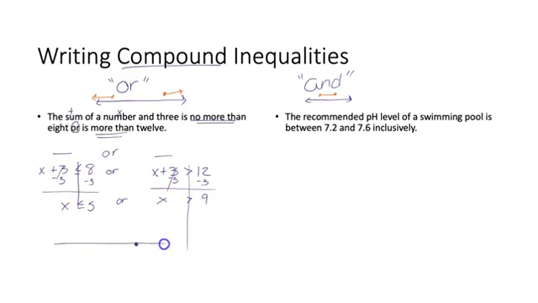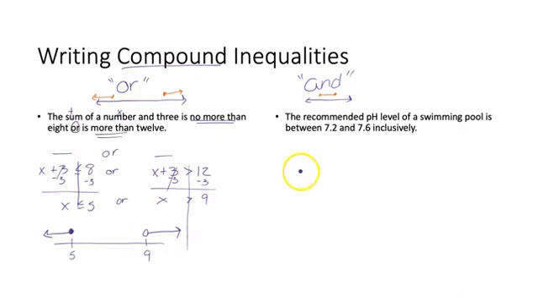So if I put this on a number line, and 5 was over here, and 9 was here, less than or equal to, that'd be a closed circle, headed to the left, less than, and this would be an open circle, headed to the right. And that is an or statement. They're headed away from each other. So now let's look at the next one.